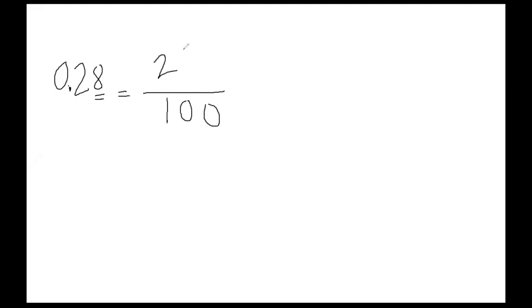For number 1, the answer is 7 over 25. Okay, good. Ano nga ulit yung number dito? 0.28. Okay? So, ang 8 natin is nasa 100th place. So, ang ating denominator would be 100, and the numerator 28. Okay, divisible sila pareho by 4. 28 divided by 4, that would be 7. 100 divided by 4, that would be 25.